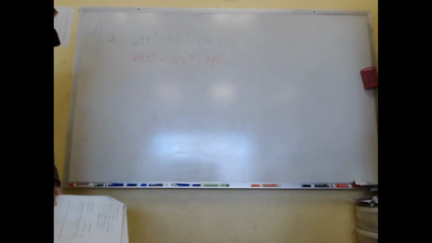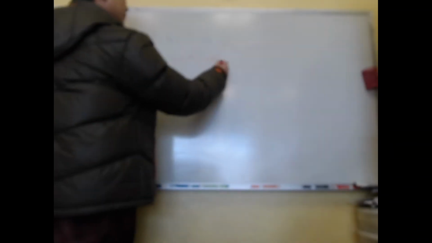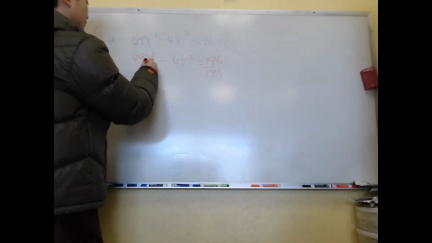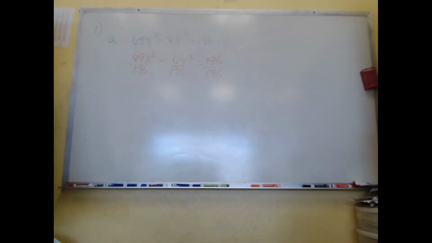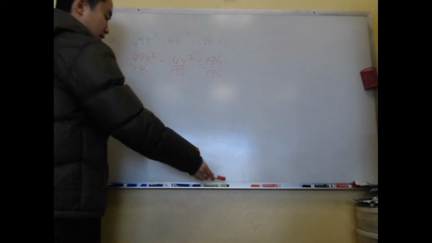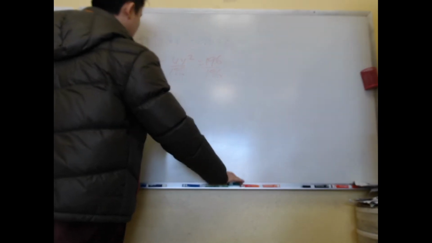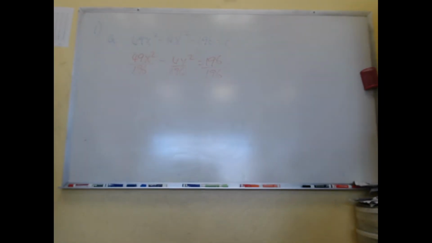Divide everything by 196, okay? Now what happens if you divide everything by 196? What do you notice? Anything that's reducible? 49 over 196. Is that reducible? Calculator. Yeah, check it out.